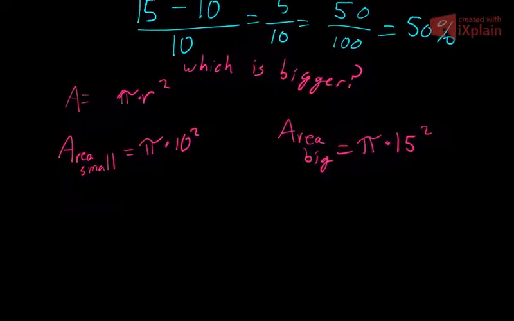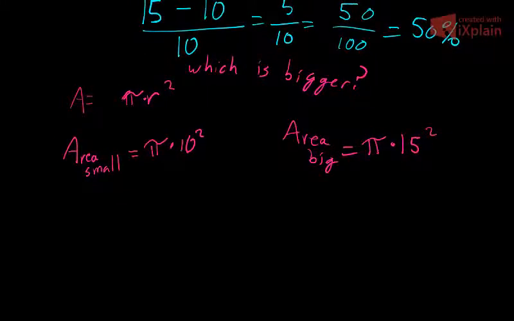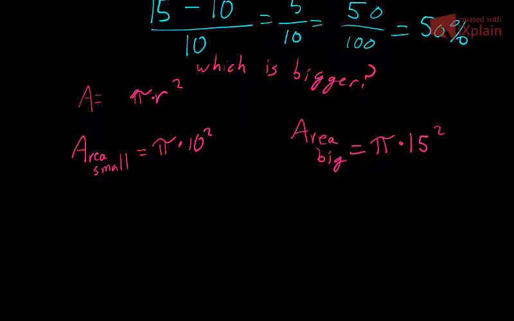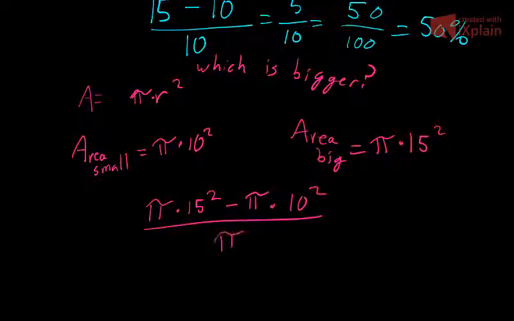So if I do my formula again, the final minus the original over the original. If I use my original wording, it would probably work a little better. So the final would be pi times 15 squared. The original is pi times 10 squared. And we're going to divide by pi times 10 squared.